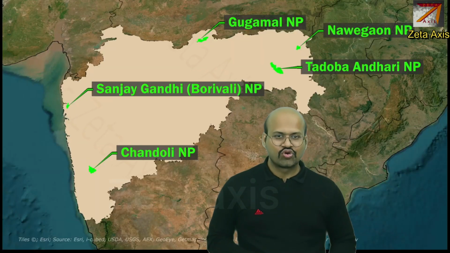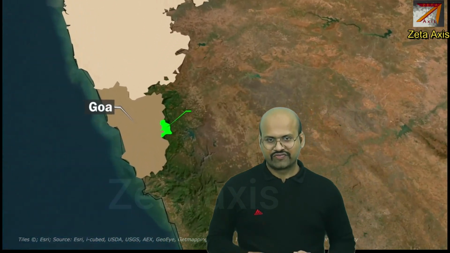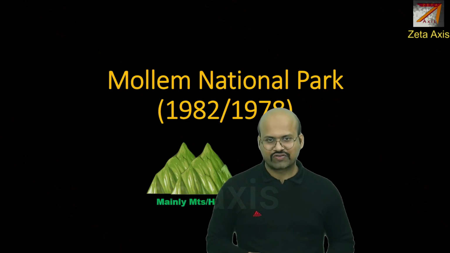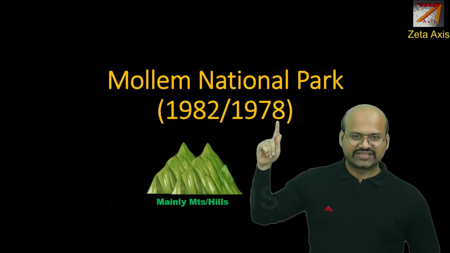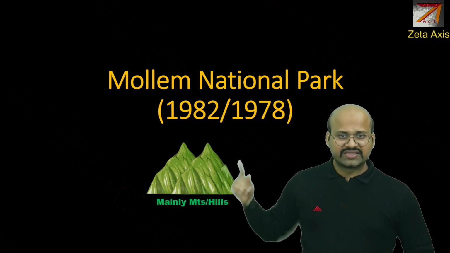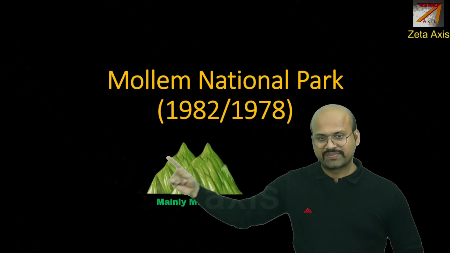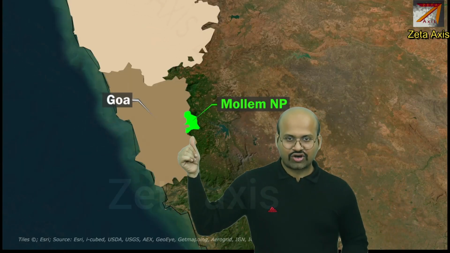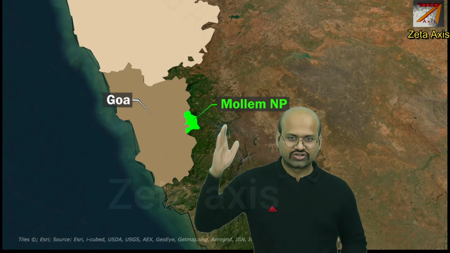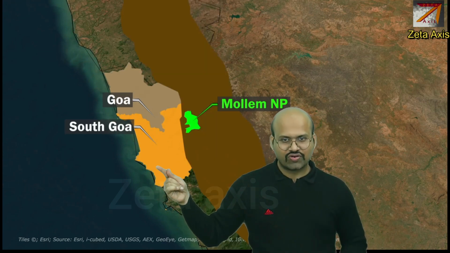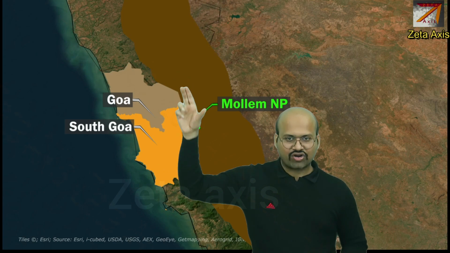Next we will move to Goa. Now Goa has only one national park, which is Mollem National Park. So we will discuss Mollem National Park, which was established in 1982 or 1978. Again some confusion. This is from a government report. This national park is also characterized by mainly mountains or hills. Here we can see it is located on the eastern margin of Goa, that is on the border of Karnataka. We can see that it is located in South Goa district of Goa and it is a part of Western Ghats.